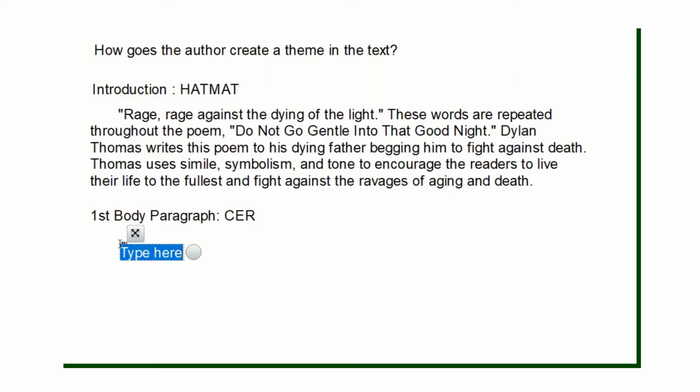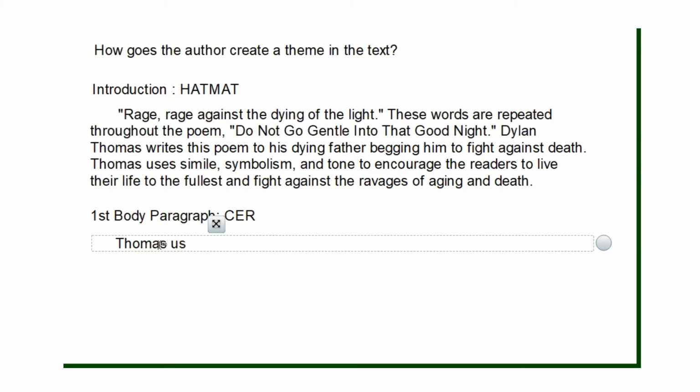So of course, the first thing that we start off with is the claim. Now, you're not going to go through and put the name of the poem at the beginning of every paragraph. First of all, it's a really long name. So we're just going to say Thomas. And we know that that means he wrote the poem, and that we're referring to the poem.